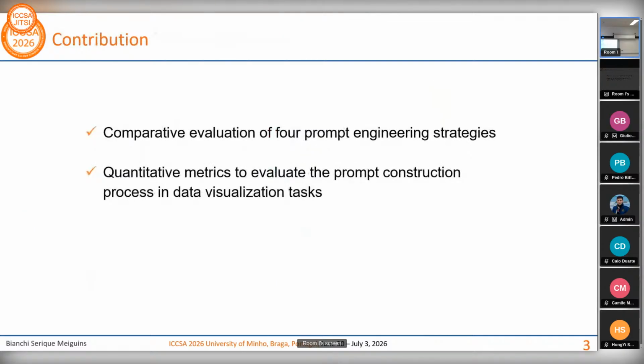Our contribution is focused on two main points. The first one is a comparative evaluation of the four prompt engineering strategies. And the second one is to propose quantitative metrics to evaluate the prompt construction. These metrics come from the literature review and others we proposed.